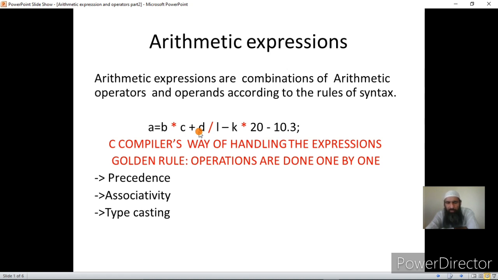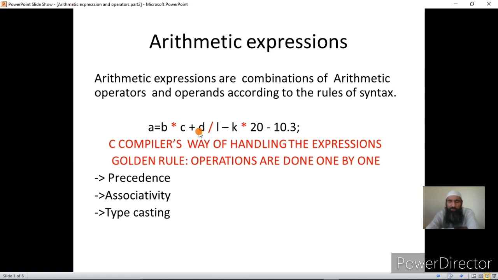The only way out of it is that you have to write the arithmetic expression in such a way that, if you want operators with the same precedence to be evaluated, and you want that out of these two or multiple operations, the first operation should be the particular operation which you have identified.